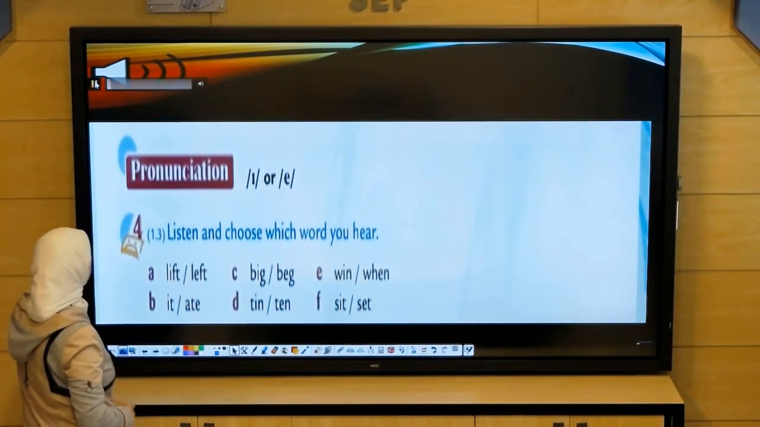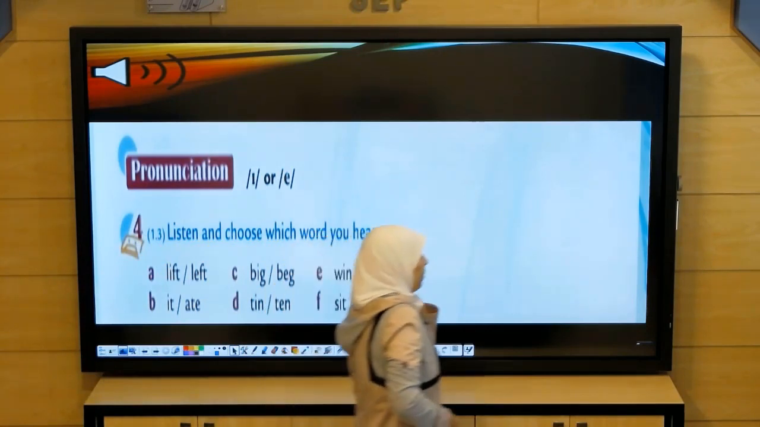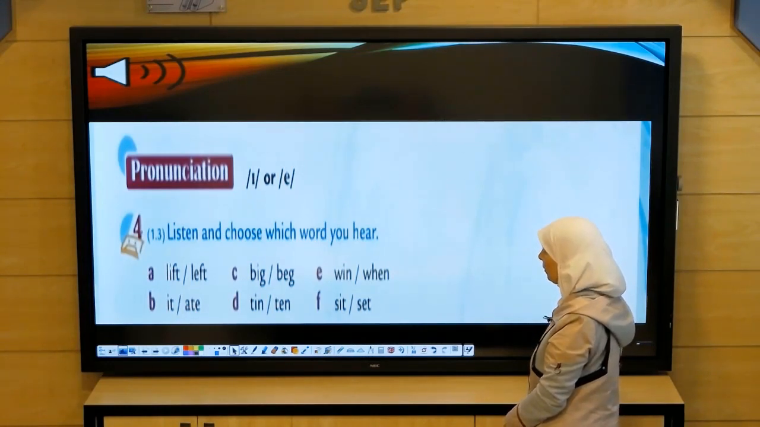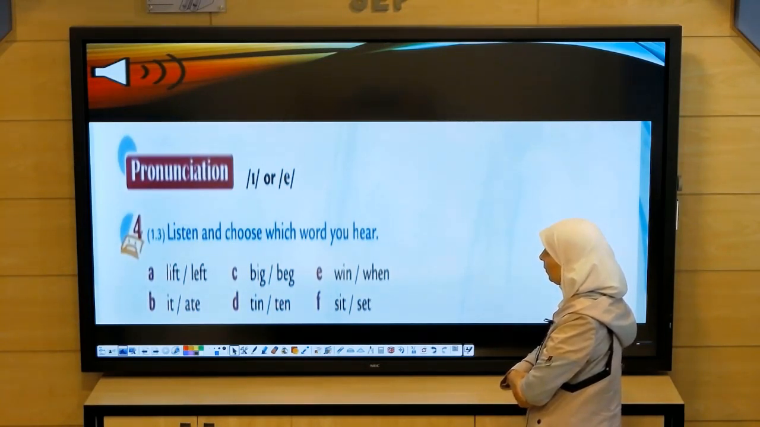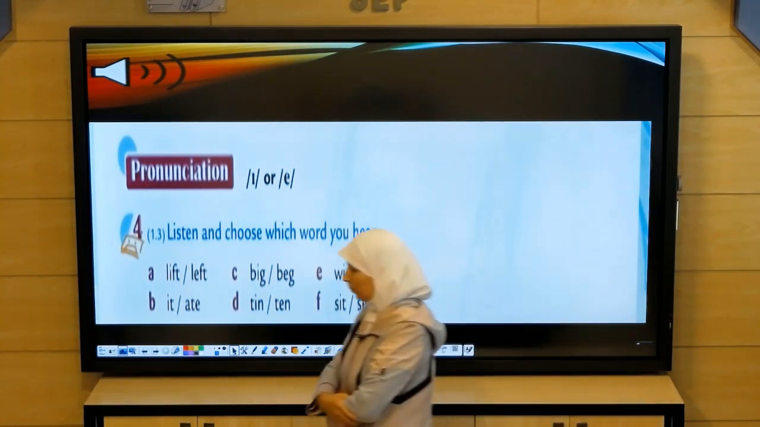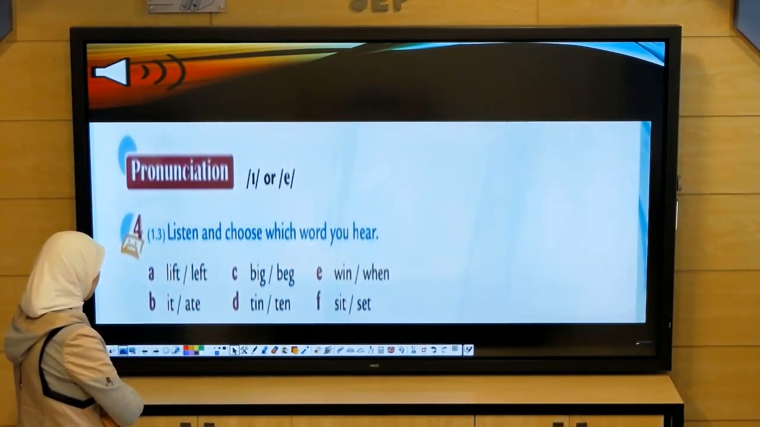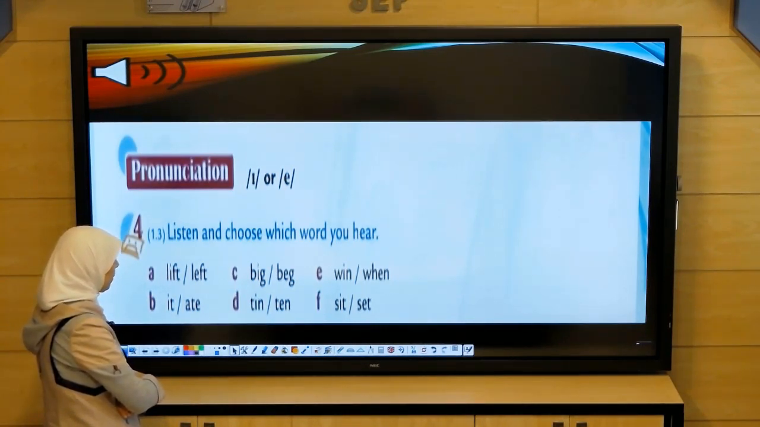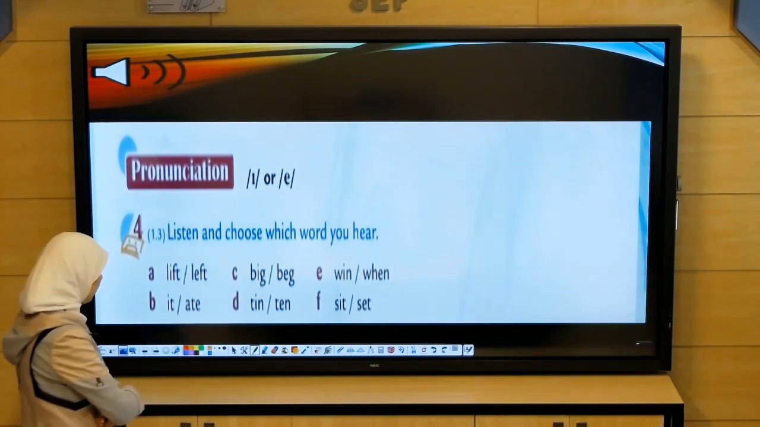Page 12, exercise 4, 1.3. Listen and choose which word you hear. A. Left, left. B. Eight, eight. C. Big, big. D. Ten, ten. E. When, when. F. Sit, sit.